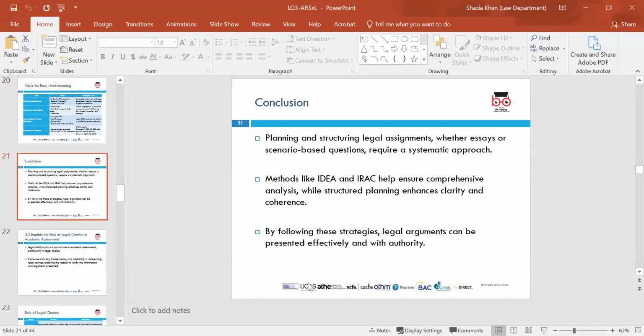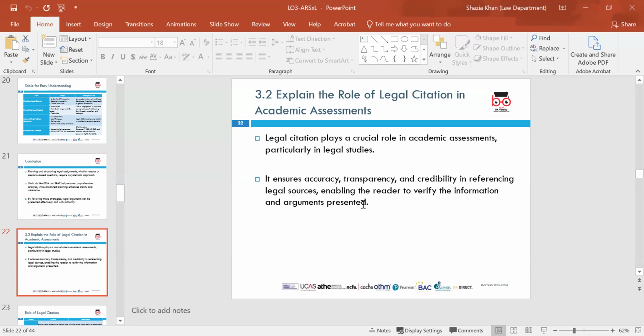Following the method of IDAC and IRAC ensures comprehensive structuring and enhances clarity, and makes sure that your arguments are presented effectively with the exact authority.